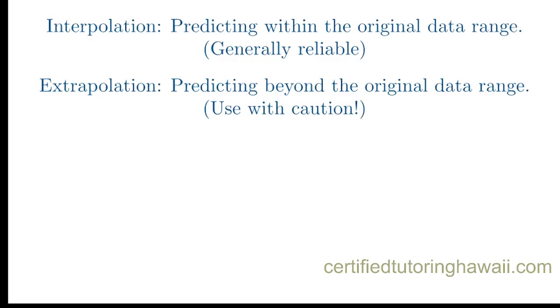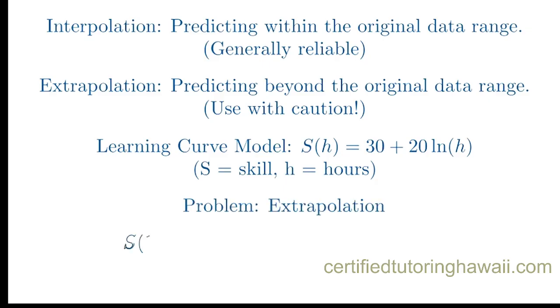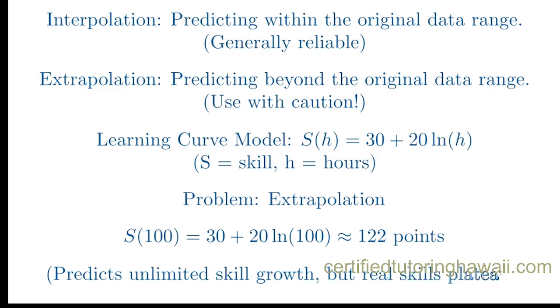Let's look at an example caution. A model for learning, S of h, might predict skill level based on hours practiced, h. A model like S of h equals 30 plus 20 ln of h fits learning data well for a while. It shows that initial hours of practice have a big impact, but after many hours the improvement is much smaller. This fits reality. However, let's extrapolate. According to this model, after 100 hours of practice, a student's skill level would be 122. The model predicts unlimited growth in skill. Is that realistic? No. Eventually, everyone hits a plateau and can't get any better.